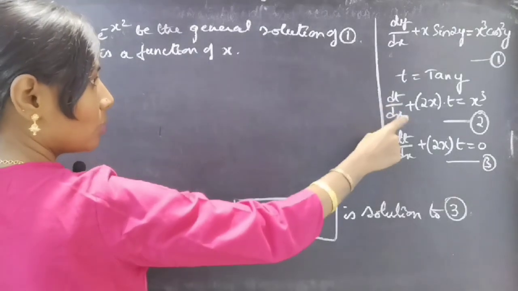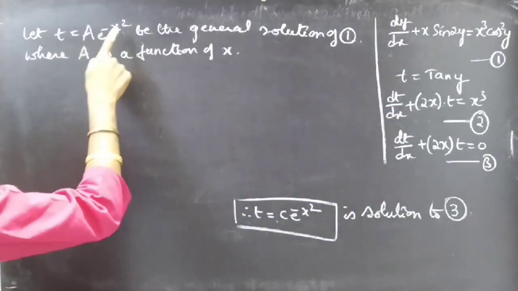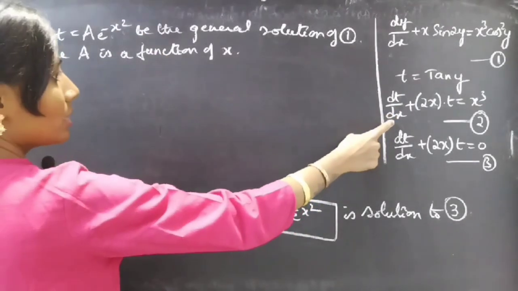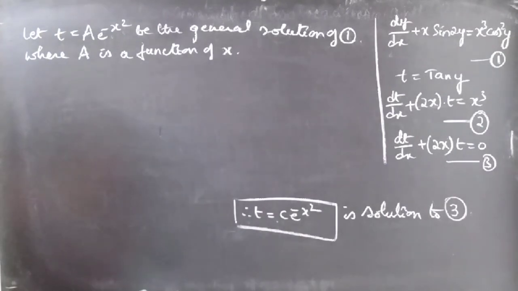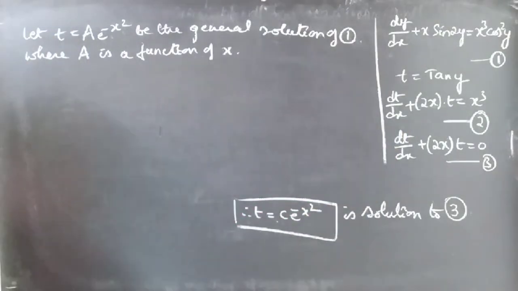But here we are having dt by dx also. So we can say that t equals to a e power minus x square satisfies equation 2, and we need to find dt by dx also. Later we will substitute t and dt by dx in equation 2 so that we will get a.